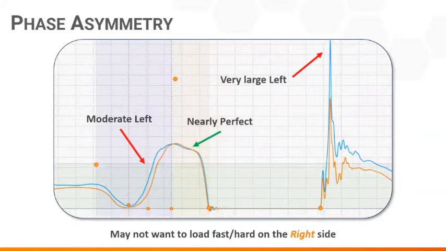There's a moderate left-sided asymmetry in the eccentric phase, a nearly perfect concentric phase, and then a very large left-sided asymmetry upon landing. Now, this individual probably does not want to load fast and hard on the right side, but even more so in the landing phase when velocity is higher, peak impact force is higher, rate of force development is higher, plus there's a proprioceptive and afferent feedback demand that has to coordinate a safe and effective landing. So the stakes are higher in the landing phase, and so that's probably why the asymmetry is exacerbated there.